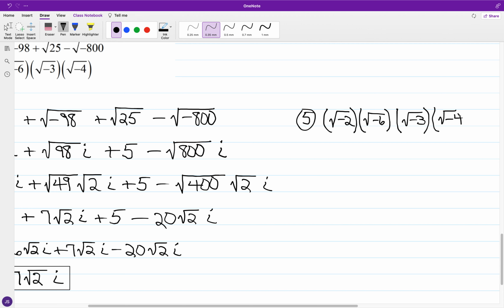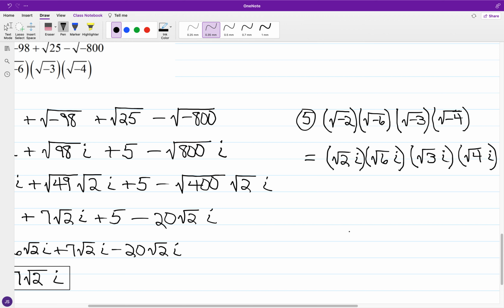And there are separate pathways you can go about solving. We'll go ahead and write all of these, since they are all complex radicals, in terms of i. So we have the square root of 2i times the square root of 6i, followed by the square root of 3 times i, and times the square root of 4 times i.